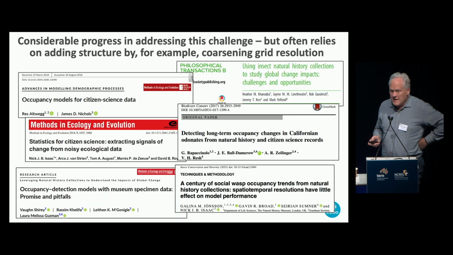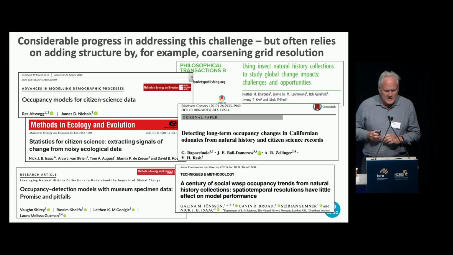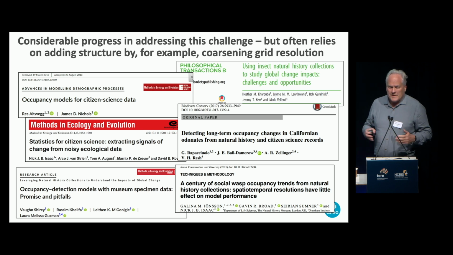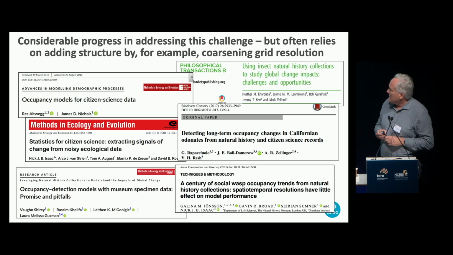But of course, the big problem with this source of data is its very unstructured nature. People, as I said before, are not going to the same places and recording in the same way over time. So the data sets are riddled with sources of bias and noise and so on.